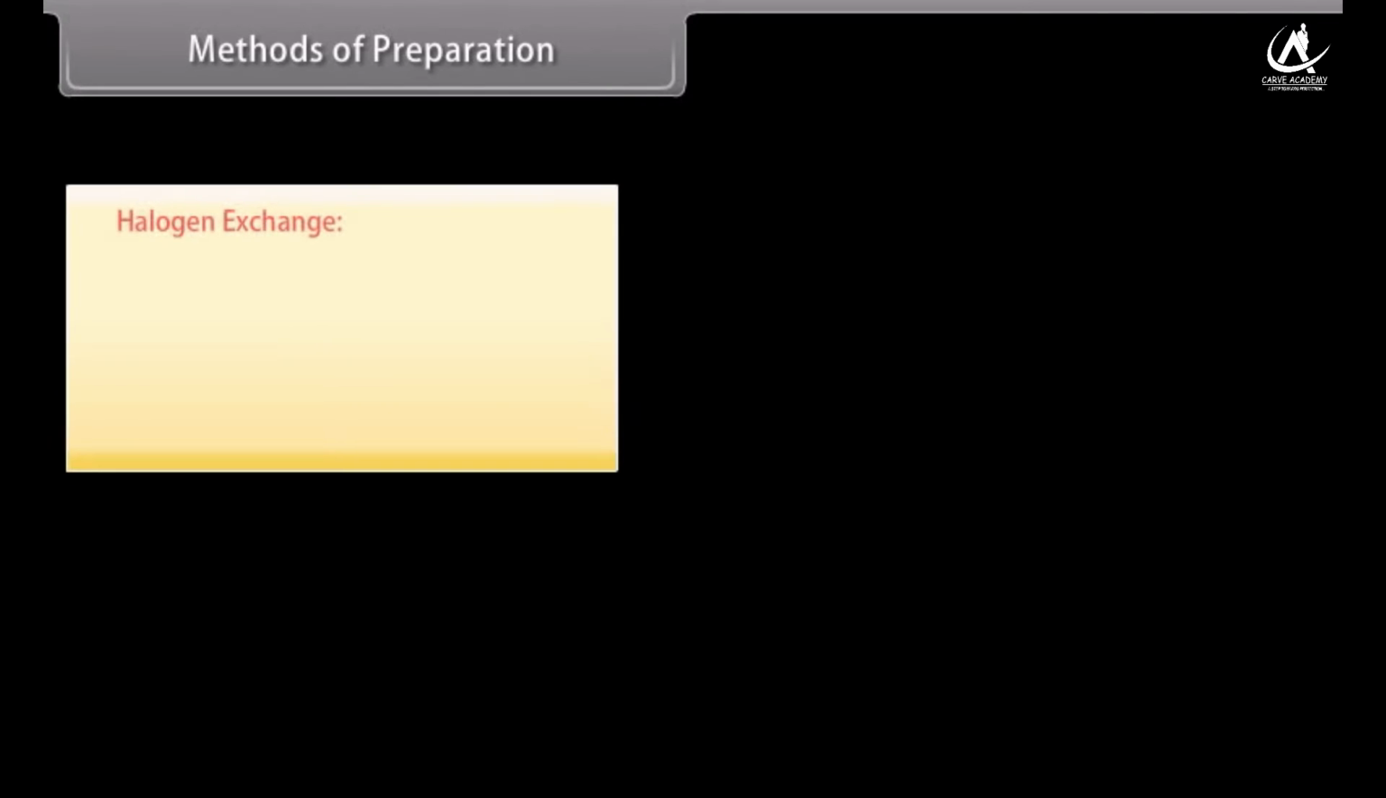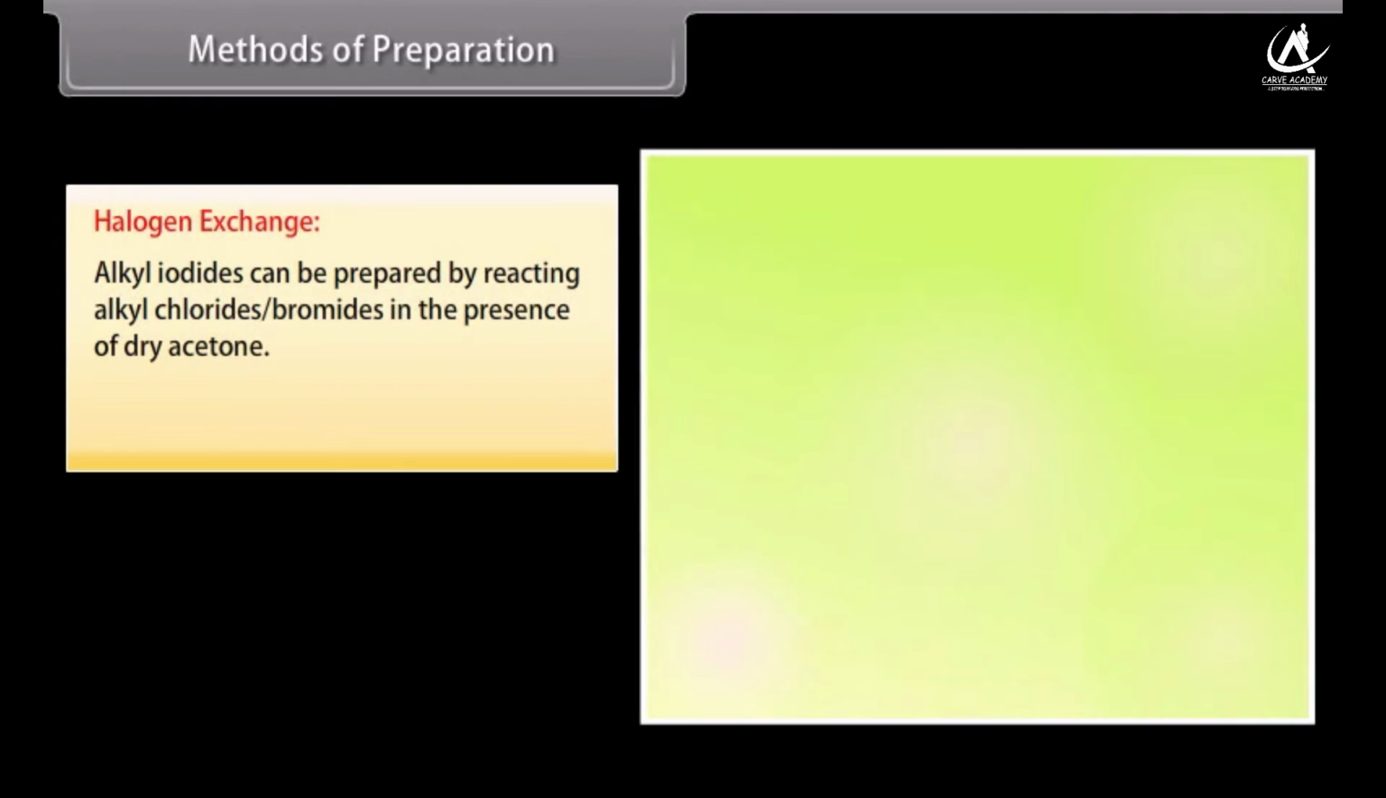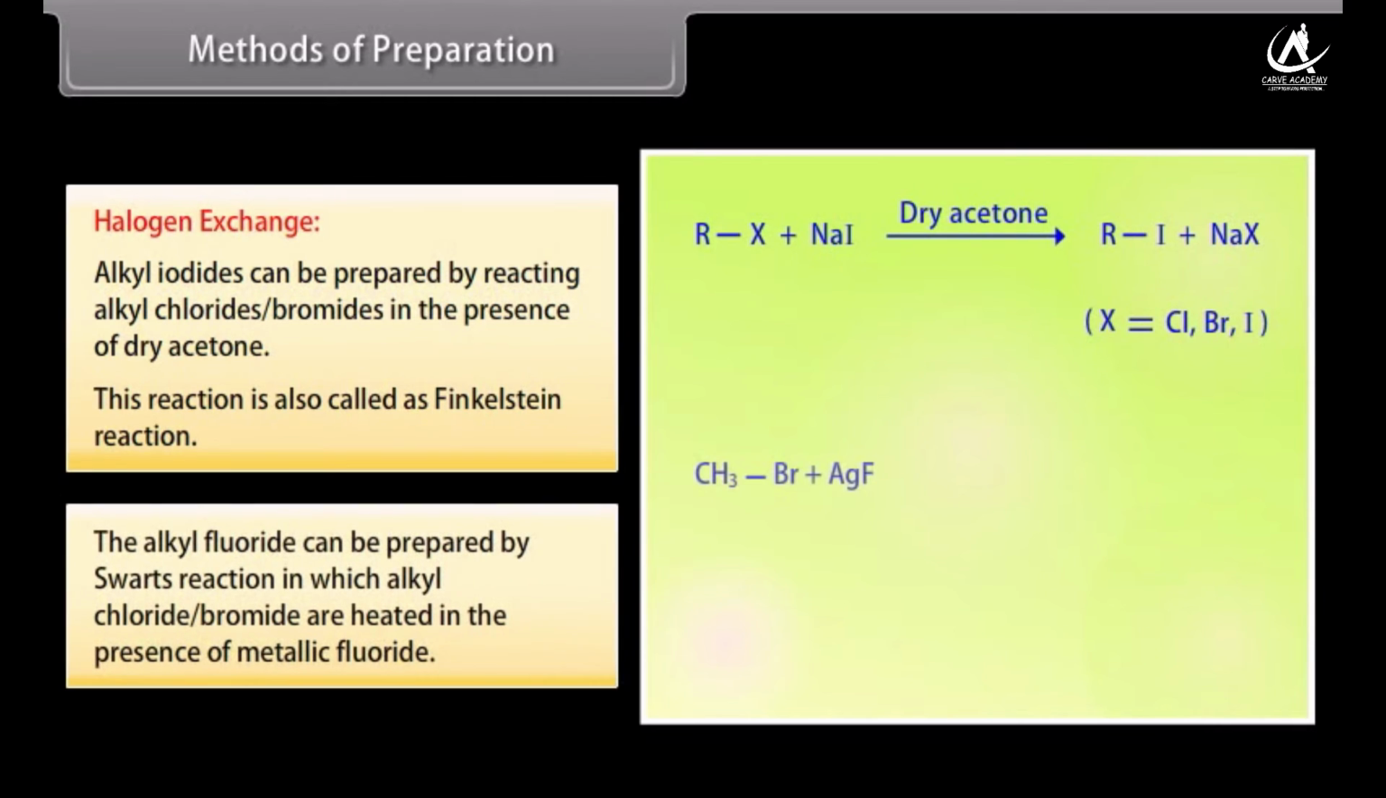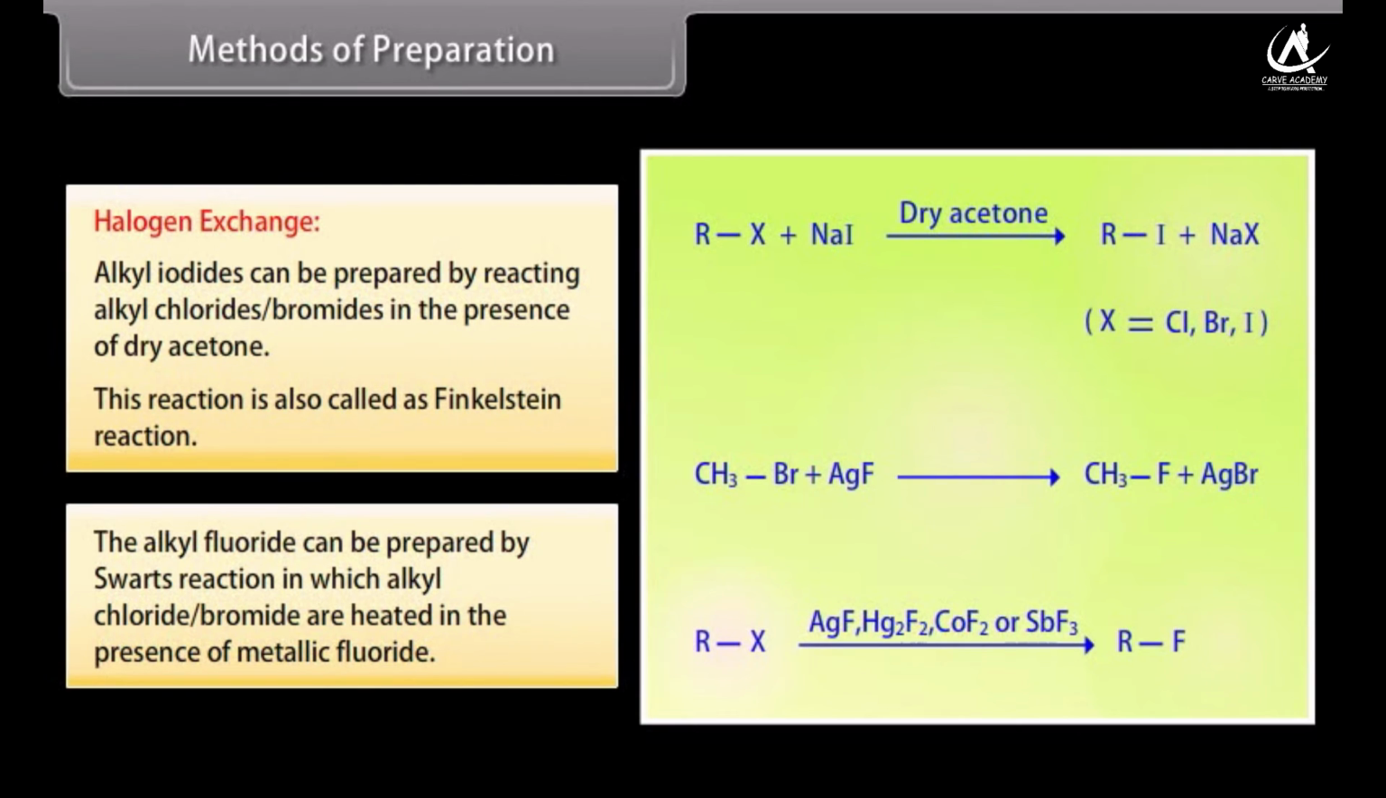Methods of preparation. Halogen exchange. Alkyl iodides can be prepared by reacting alkyl chlorides or bromides in the presence of dry acetone. This reaction is also called the Finkelstein reaction. The alkyl fluoride can be prepared by the Swarts reaction, in which alkyl chloride or bromide is heated in the presence of metallic fluoride.